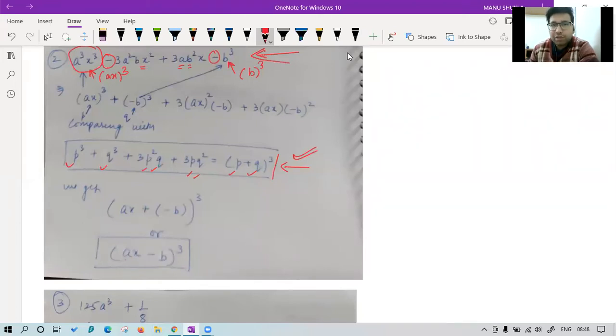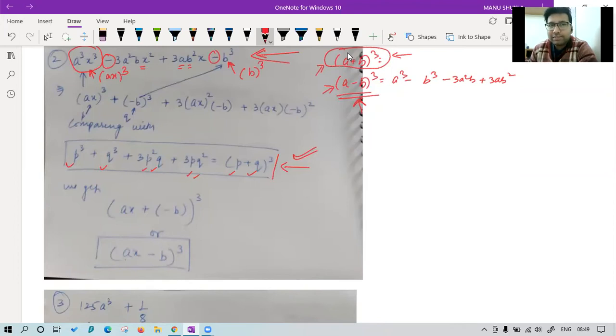Now, the second thing, many of you may have used the direct formula, which we have studied. One is a plus b whole cube, and second we have studied a minus b whole cube: a cube minus b cube, then it is minus 3a square b plus 3a b square. If I'm not wrong, this is correct. Yes, this one is correct. But our question has this identity, and I did the question again with the first one. It is your choice which way you want.